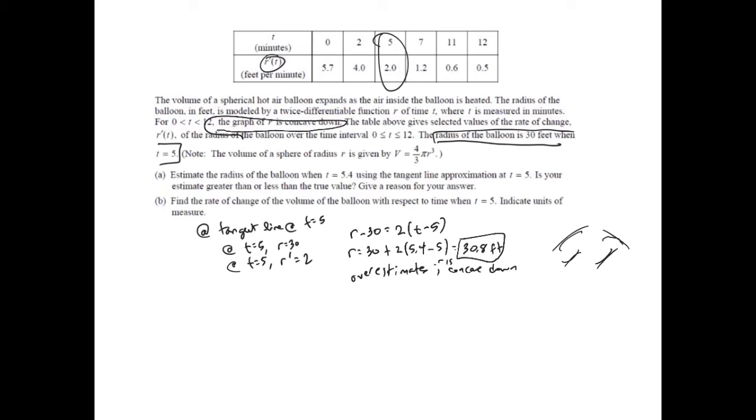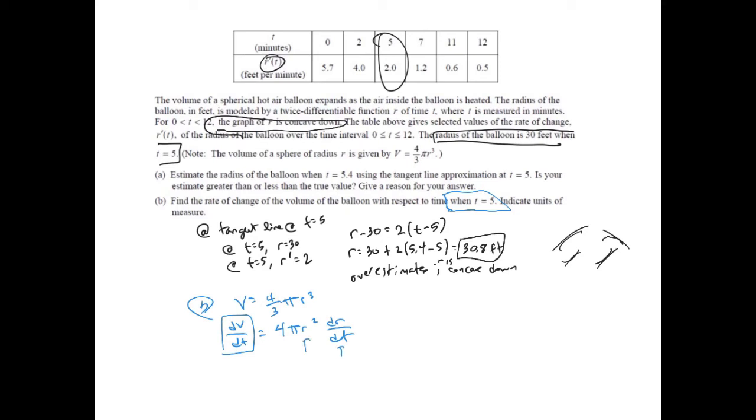Now, part B. It says find the rate of change of the volume of the balloon with respect to time when t equals 5. So that's a related rate question. So you're given the equation for the volume of a sphere. And we want to take the derivative with respect to time on both sides, which requires the chain rule. Now, you can switch that over to the Newton notation, but for time's sake, I'm going to do it without doing that. And then you want to find dV/dt when t is 5. We need dr/dt at 5, and we need r at 5.